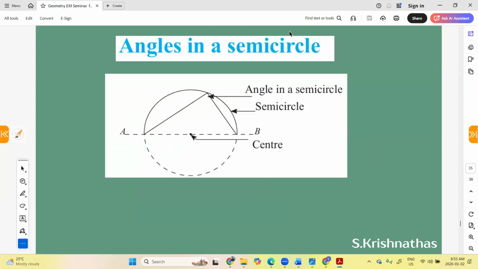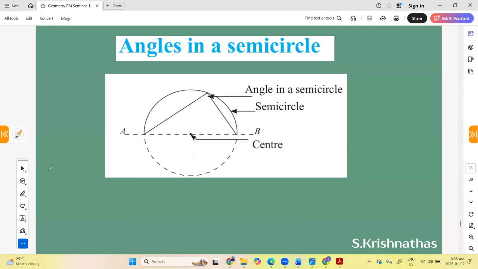Right, angles in the semicircle. Students, this is the semicircle. This is the other part of the circle. So here, this one is the subtended angle at the semicircle. Here, angles in the semicircle. Okay, right.